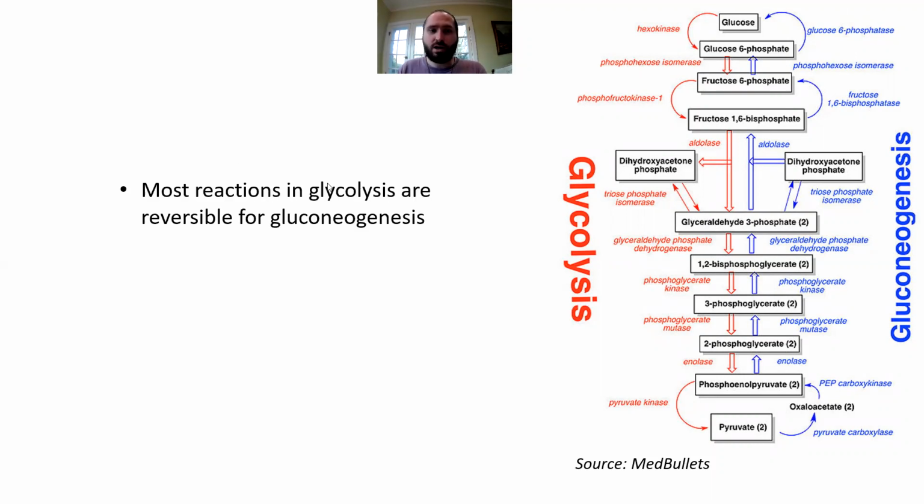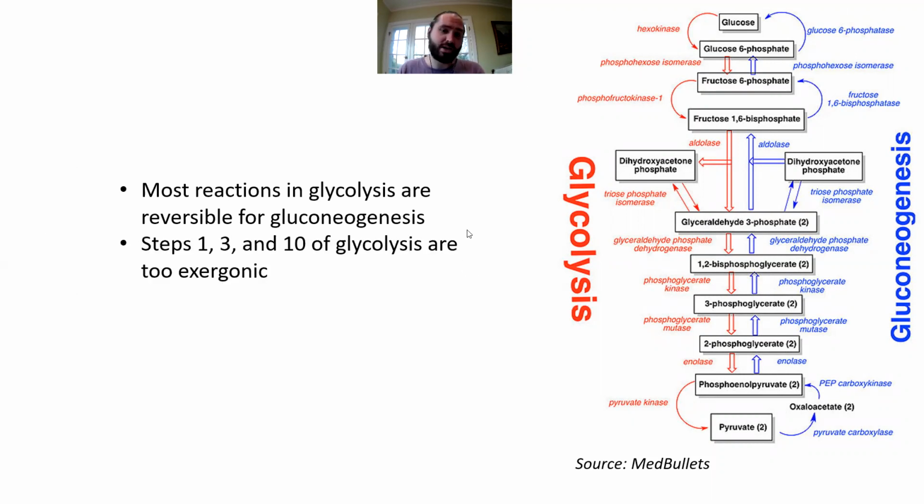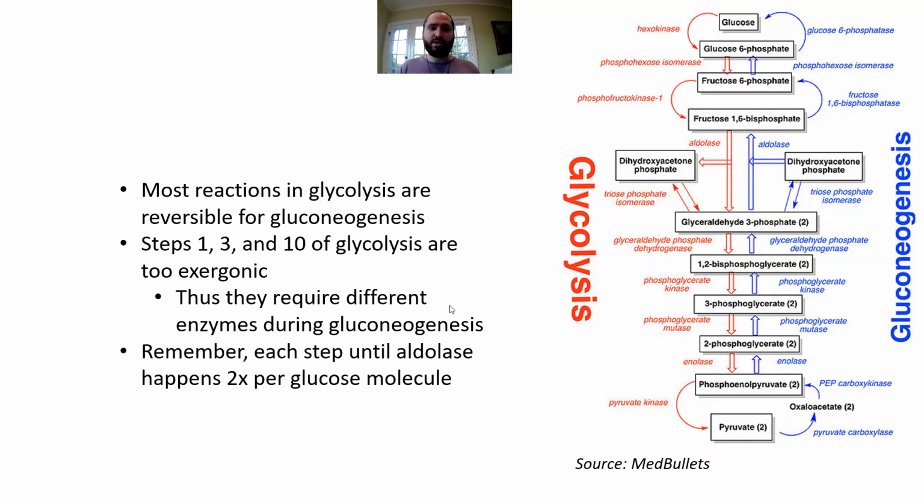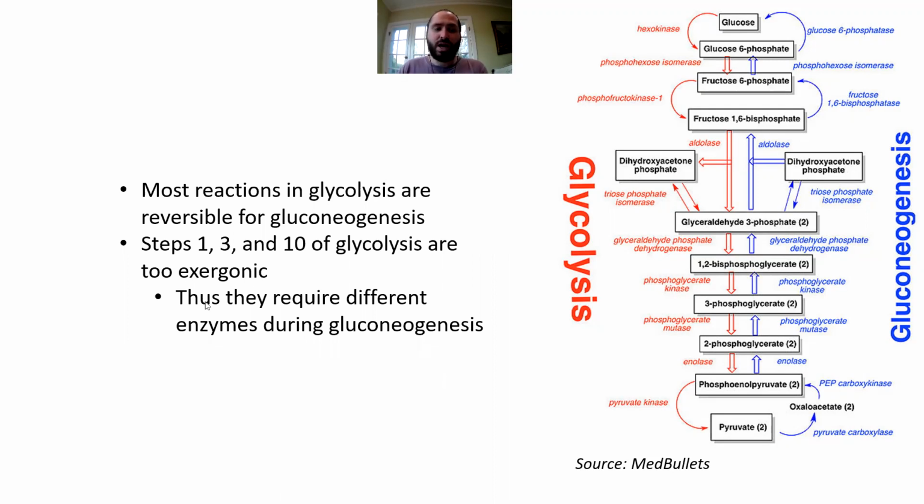Most reactions in glycolysis are reversible for gluconeogenesis. However, steps 1, 3, and 10 of glycolysis are too exergonic. And so they have different enzymes that, as we'll talk about, will perform the same reaction, but slightly differently. And thus those reactions are actually going to require different enzymes. Now, if a step is exergonic, the reverse step would be what? What word could we use for the reverse step? Endergonic, yeah, exactly. So we could associate that with a positive delta G.